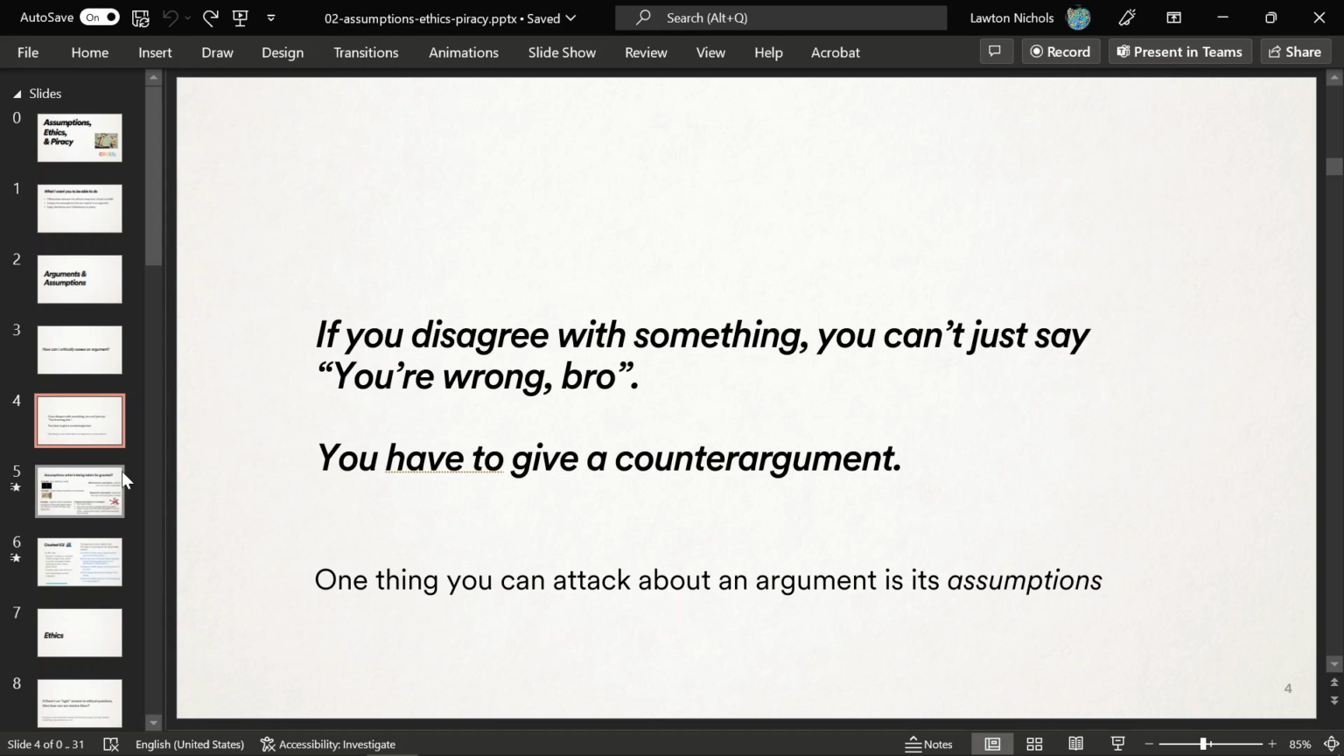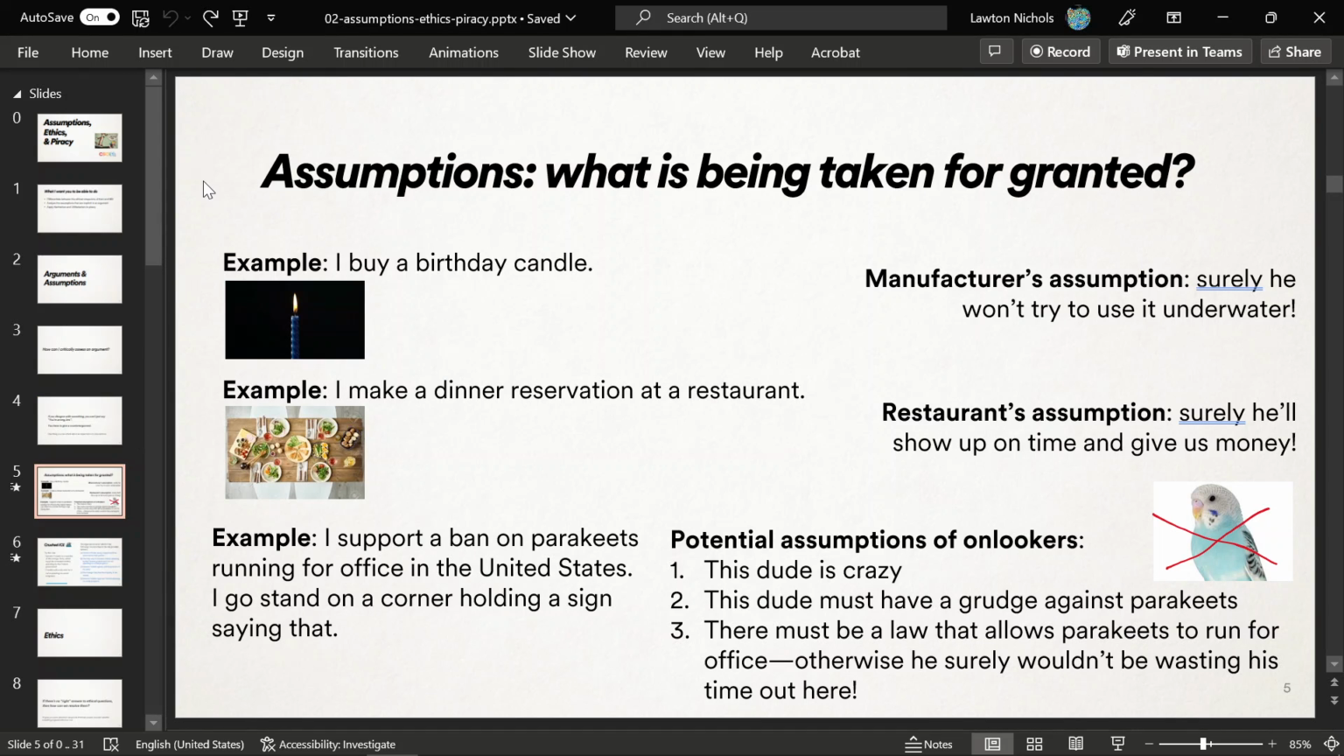So let's just go to the dictionary. What does it mean to assume something, right? An assumption is just something that you're taking for granted when you're arguing. And it's usually unsaid. That's what it means to be an assumption, right? It's usually implicit. And you have to think about that. So this is what I want you to think about explicitly now. Okay, so here are my silly examples.